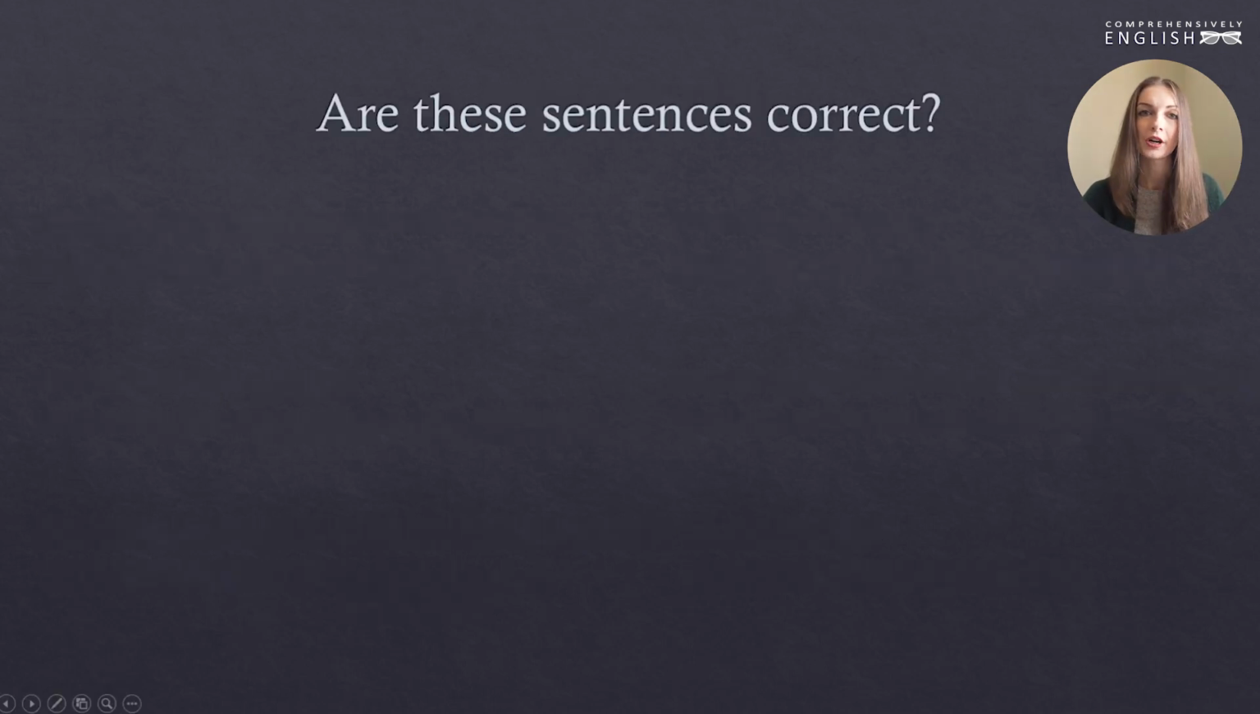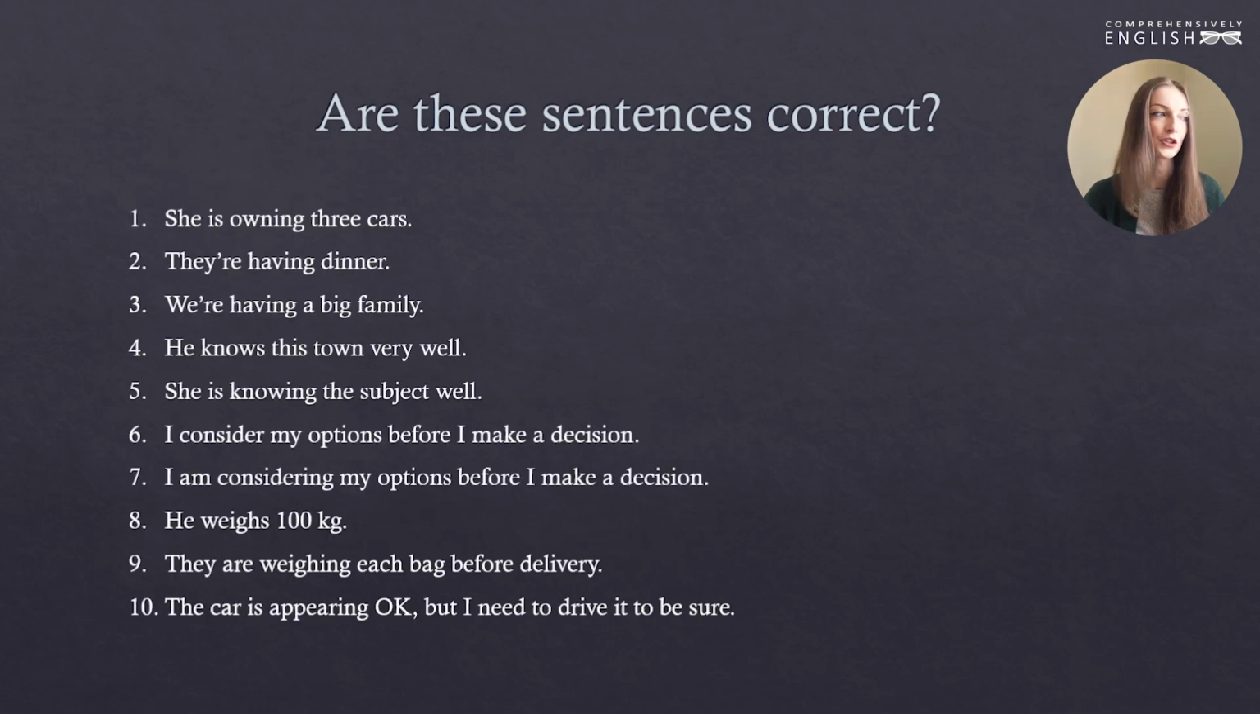Let's now do a short exercise together. Are these sentences correct? Let's see. The first one, she's owning 3 cars. Is that sentence correct? Does it sound nice to you? No, of course it doesn't, because it's incorrect. What should we say? She owns 3 cars, because the verb to own is stative and it's used in its main meaning to have. It's a fact.